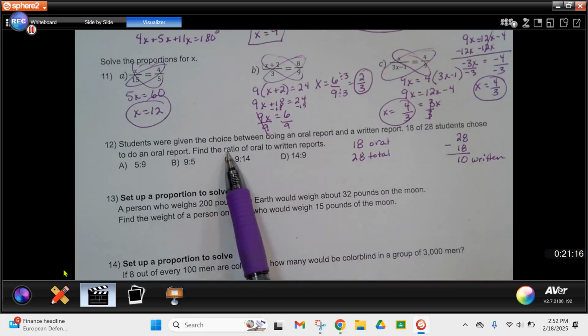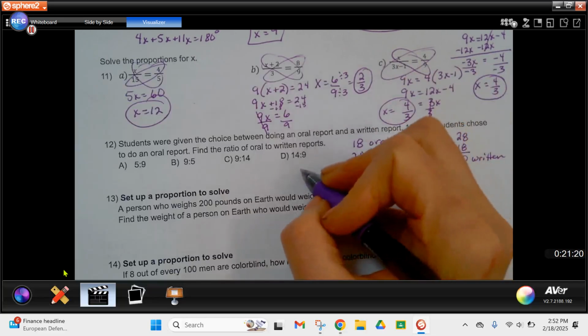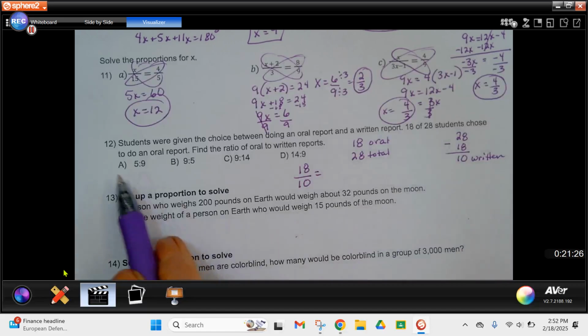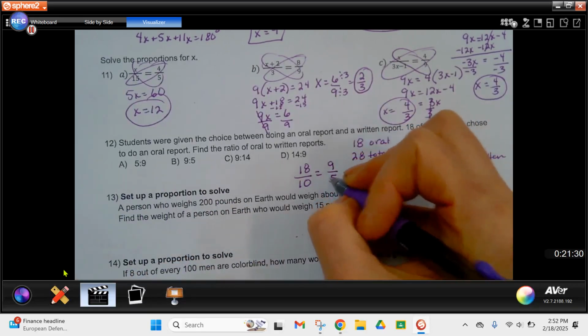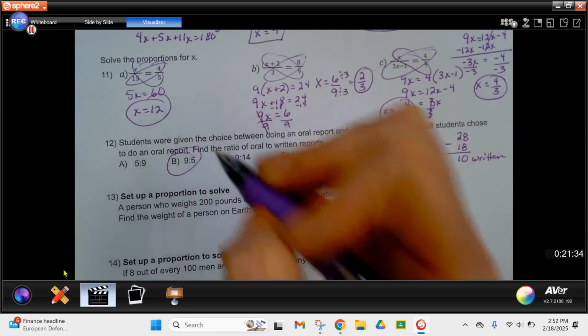So I'm asked to write the ratio of oral to written. Well, oral is 18, and written was 10, right? Now I can simplify that because I don't see that choice here. So divide by 2, I get 9 to 5. And you know you can write that as 9 to 5, so the answer is B.